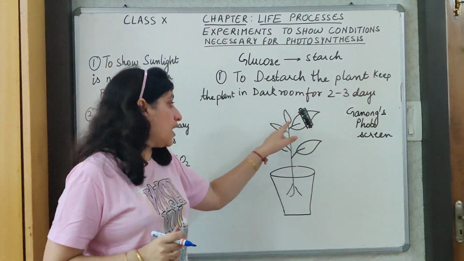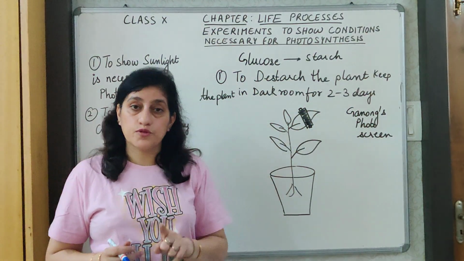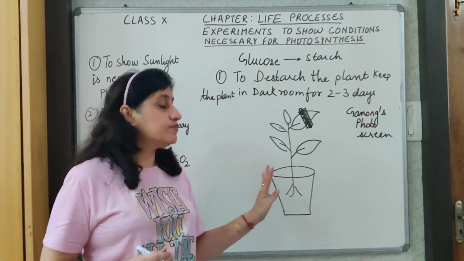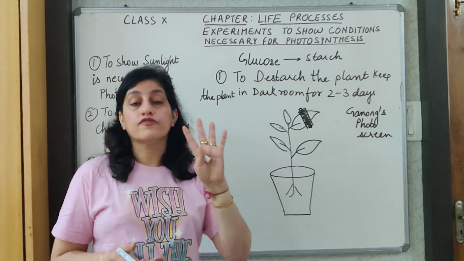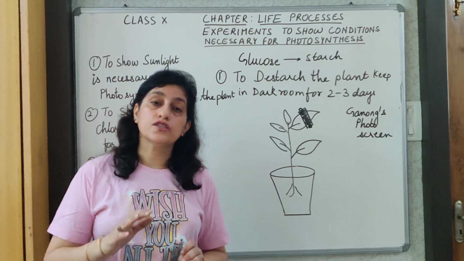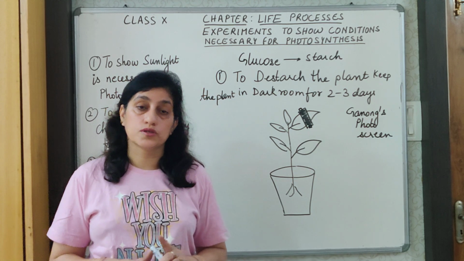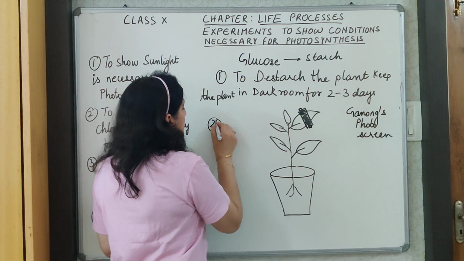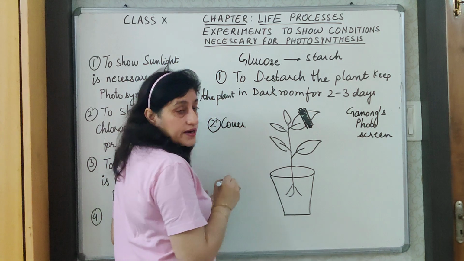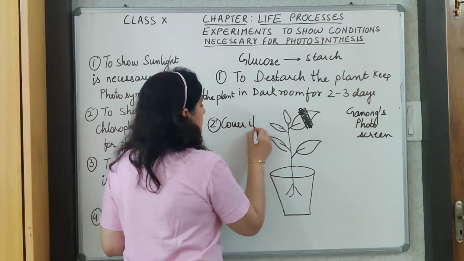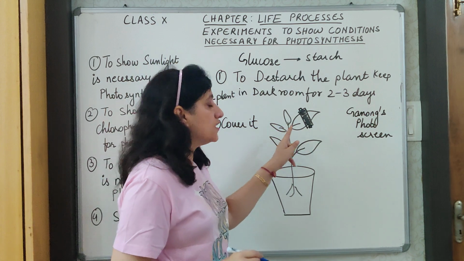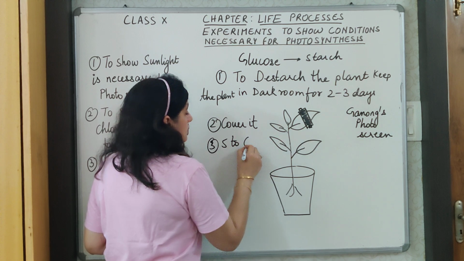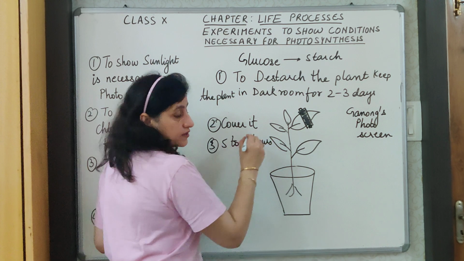So it means in some portion of the leaf sunlight is provided, and in this portion of the leaf no sunlight is provided. We keep the plant in sunlight for 5 to 6 hours. In this much time enough starch will be produced. So my second step becomes: cover the leaf with the silver foil. Then the third step is to leave it for 5 to 6 hours for photosynthesis to occur.